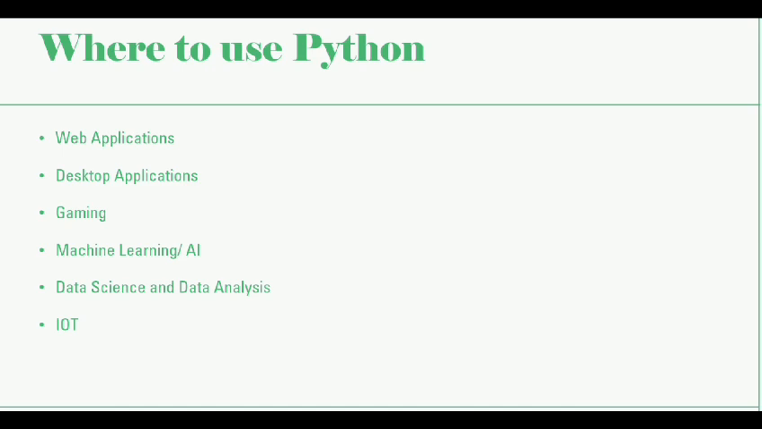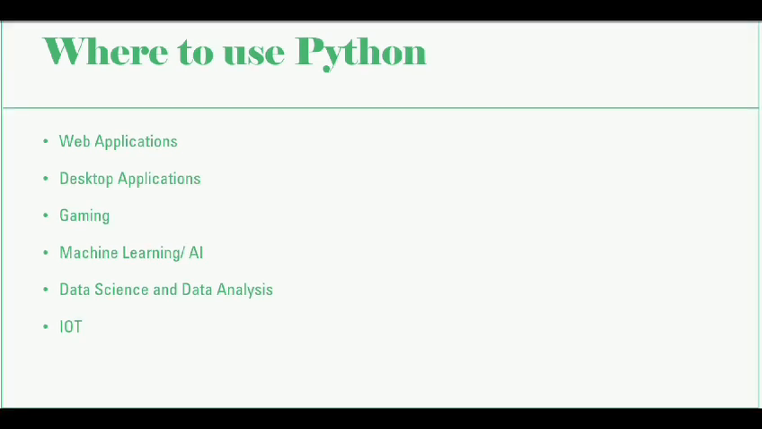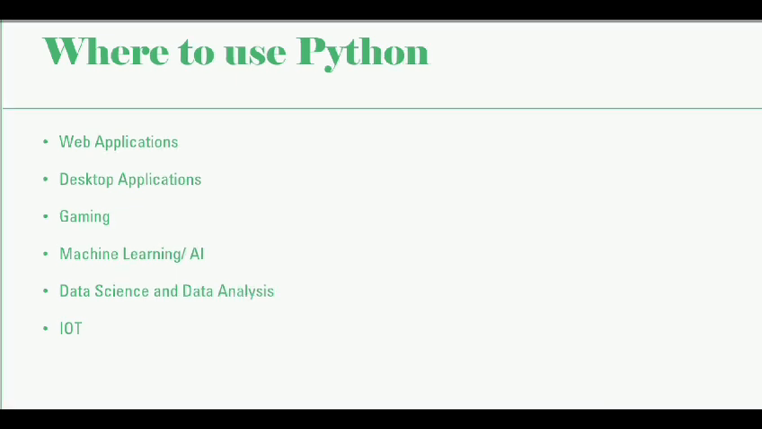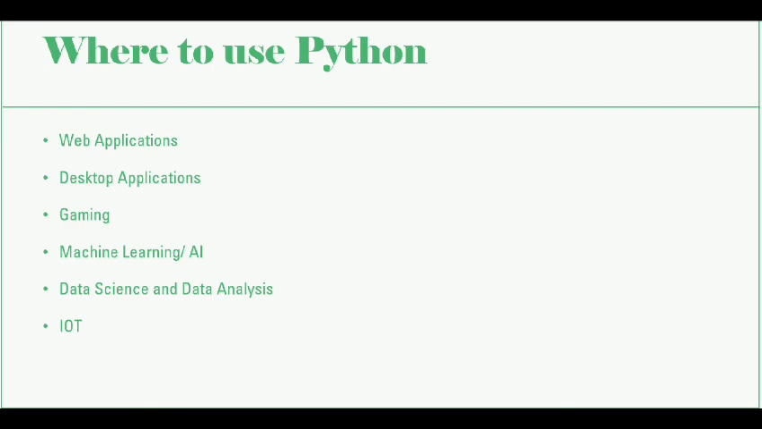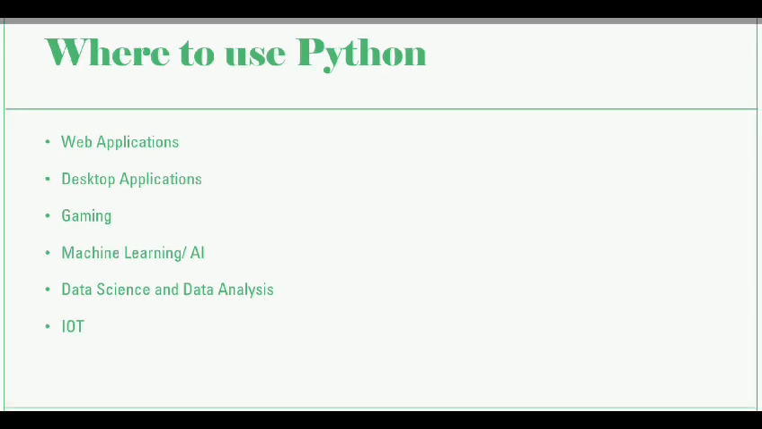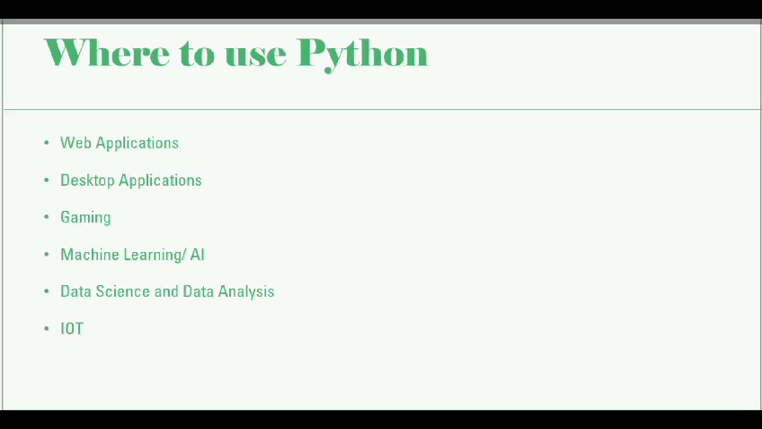At last, we will discuss where to use Python. Since Python is a general purpose language, you can use it in various domains such as web applications creation, desktop applications, gaming, machine learning and artificial intelligence, data science and data analytics, Internet of Things. So these are the use cases where you can use Python.